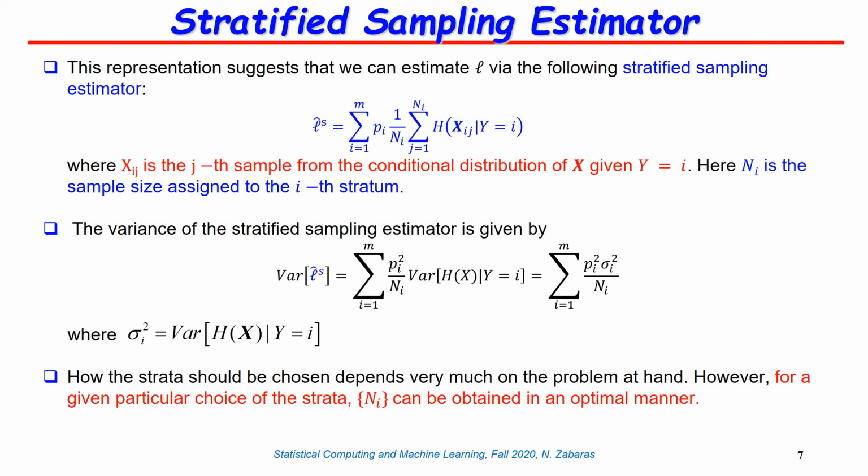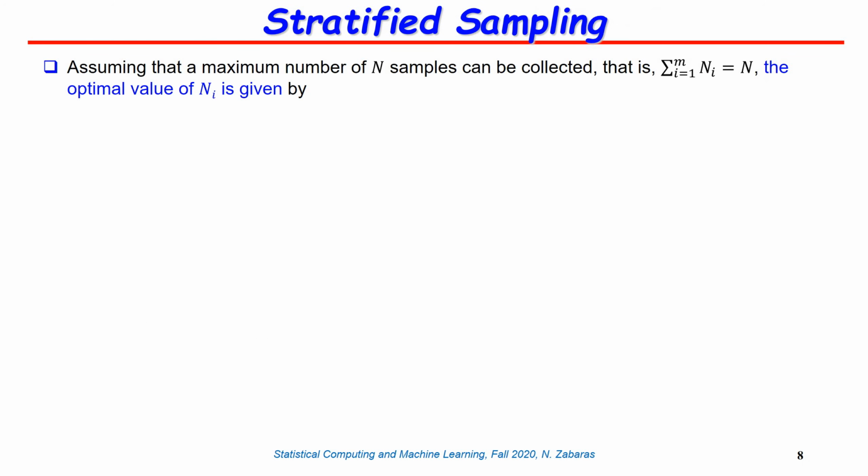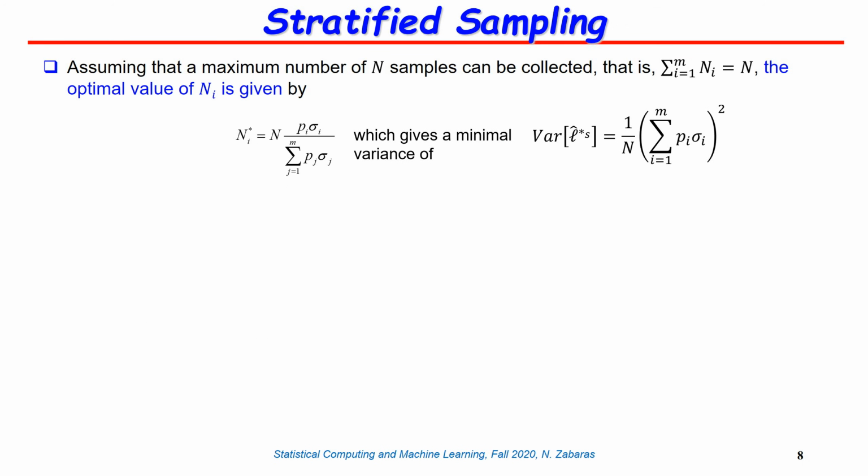Now, what we have done up to now, right? We assume that pi is known, and we said we sample ni samples in each region i, but the question is, can we actually compute some optimal number of samples in each region so that somehow we get the minimum possible variance? And the answer is yes, we can do this. And here is the optimal stratified sampling estimator, where ni star is n times pi sigma i divided by this summation of pj sigma j over all m strata.